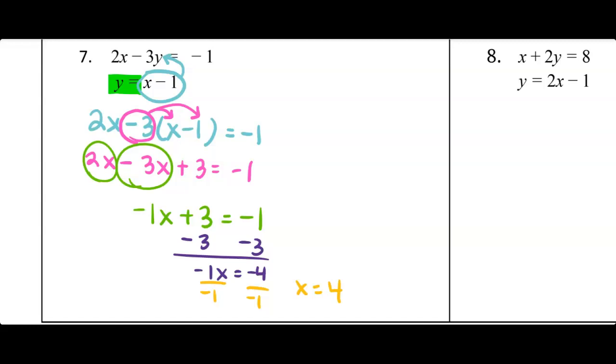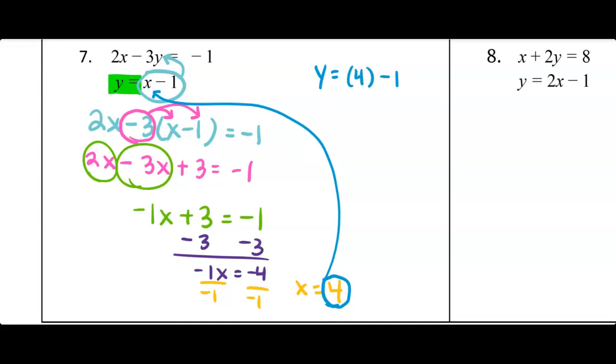Again, the last step is to find y because we had two variables to begin with, so we need to find the value of both. And this time we're going to take the 4 and plug it into the bottom equation for x, since that is the equation solved for y. So we're going to have y is equal to 4 minus 1, which is 3. So our final answer is (4, 3).